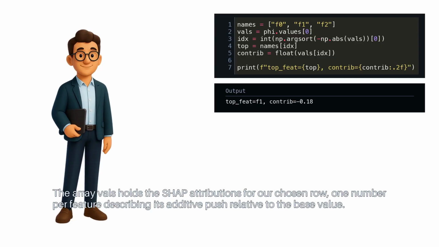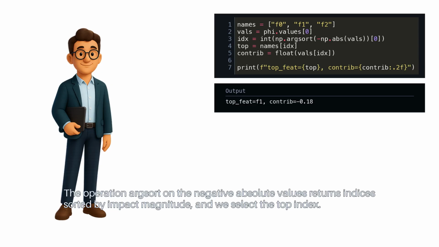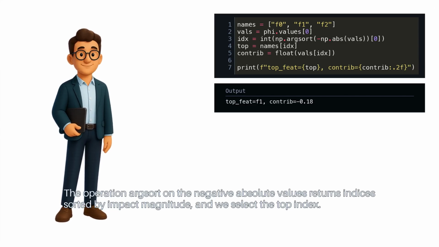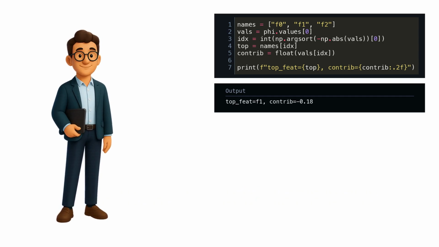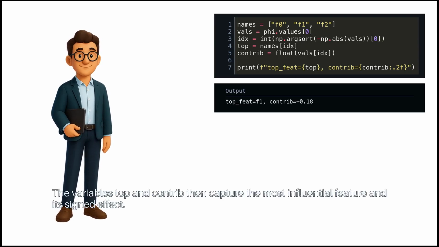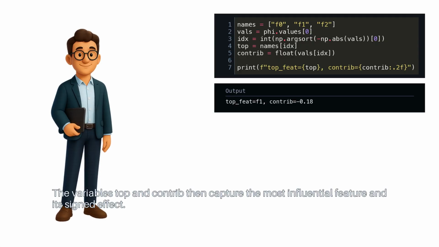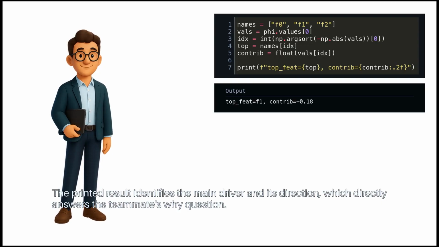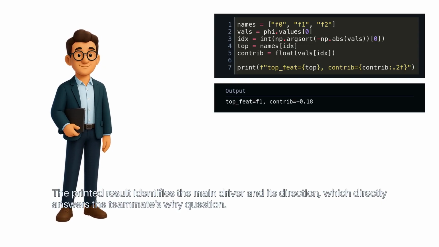The operation argsort on the negative absolute values returns indices sorted by impact magnitude, and we select the top index. The variables top and contrib then capture the most influential feature and its signed effect. The printed result identifies the main driver and its direction, which directly answers the teammate's why question.